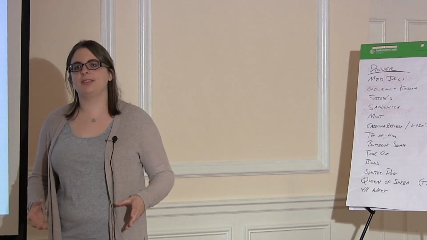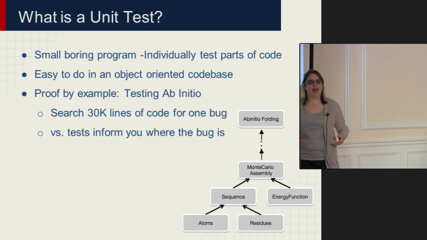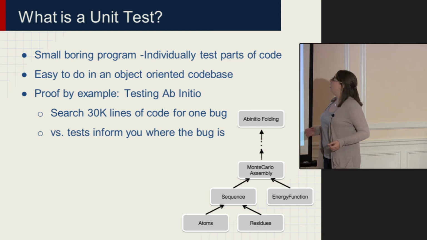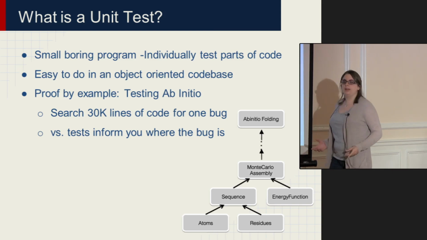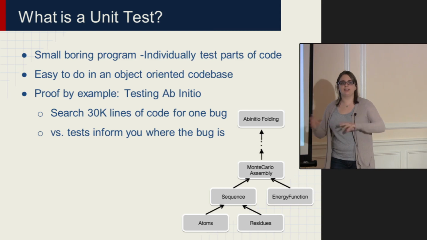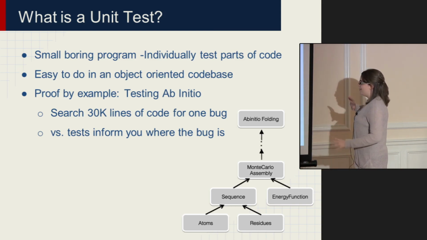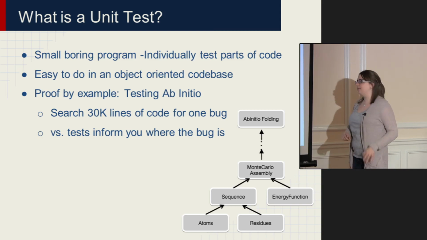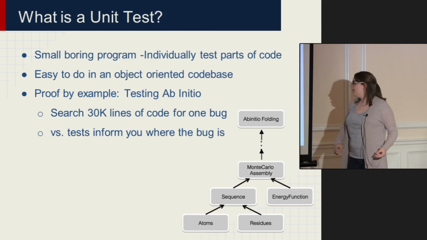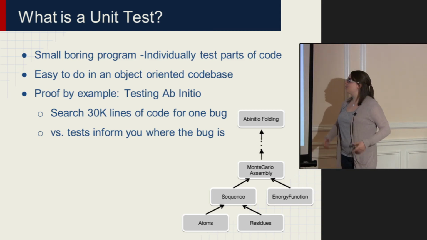So a unit test is really just this sort of small, boring program. If I have a function that says add two numbers, it just says, did I add them correctly? And this is easy to do in object-oriented code because we can write these very small individual tests for each of the objects. So this is sort of an abstraction of some of the smaller pieces in the Rosetta code base. So you have residues, and you can have unit tests for residues, or some of the methods in residue, unit tests for some of the methods in atom, and so forth.